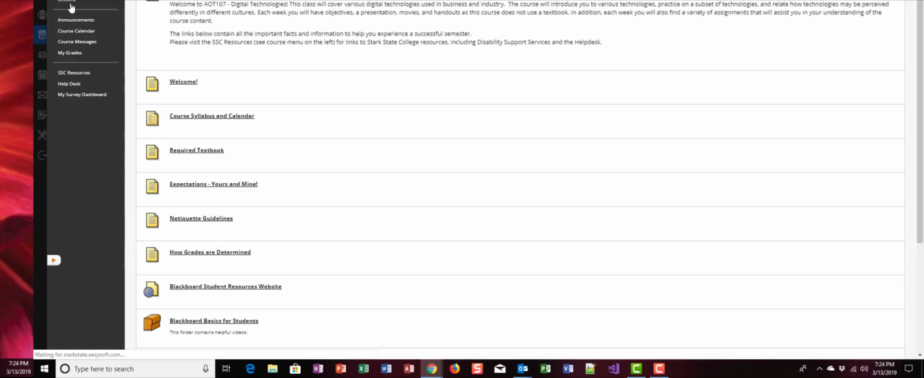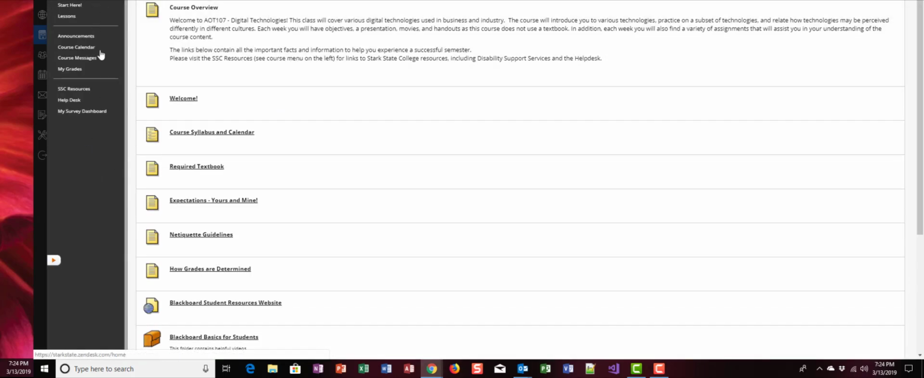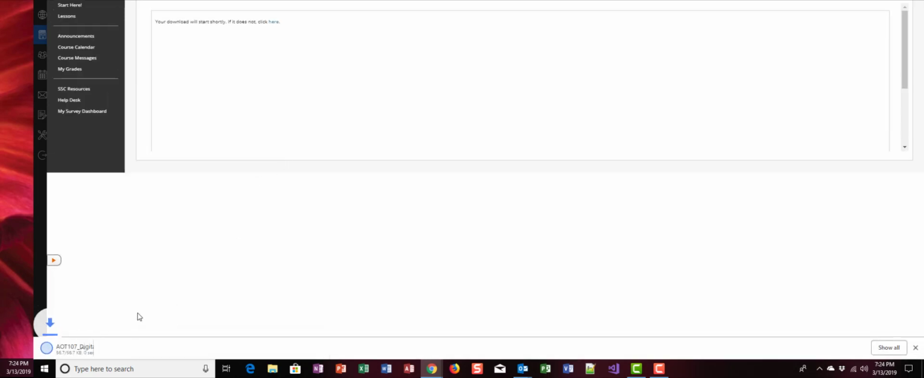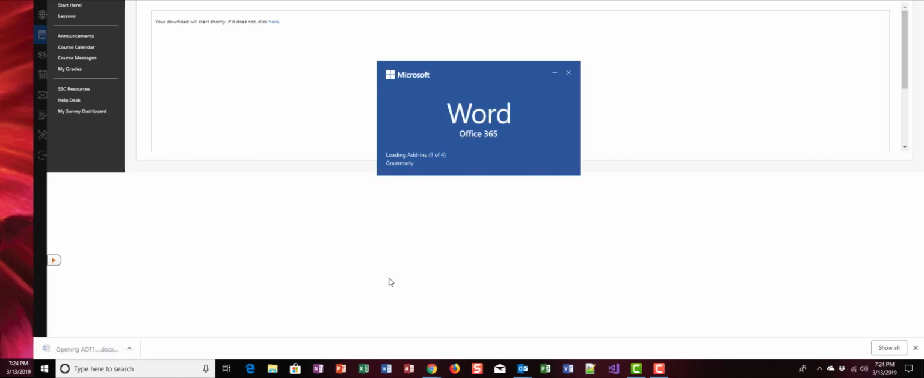So in our Blackboard classroom, we're going to click on the start here on the menu bar, and we're going to find the link that says course syllabus and calendar. I am using Google Chrome, so it's going to download and show up at the bottom here. If you're using Firefox, you would see it up here at the top right corner. I'm going to go ahead and open up Microsoft Word.